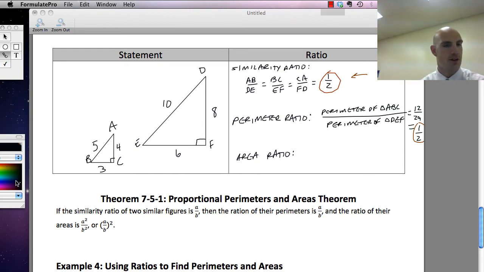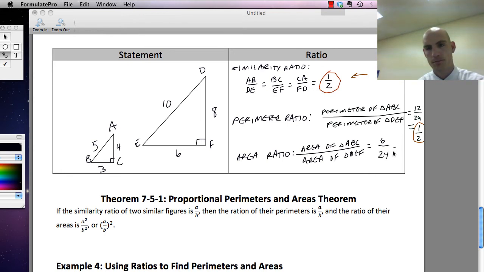When we look at the area ratio, though, we're really looking at the area of ABC over the area of DEF. What that gives us is 6, because remember this is 1/2 of the base times the height, so 1/2 times 3 times 4 would be 6, and 1/2 times 6 times 8 is 24. That's 1 over 4. So really what we have here is equal to 1/2 squared.